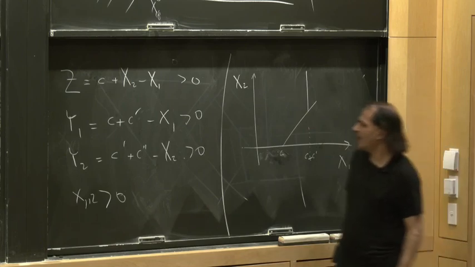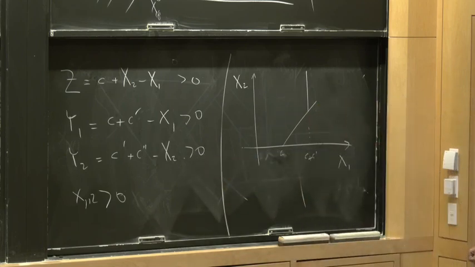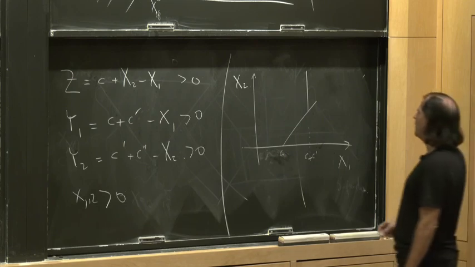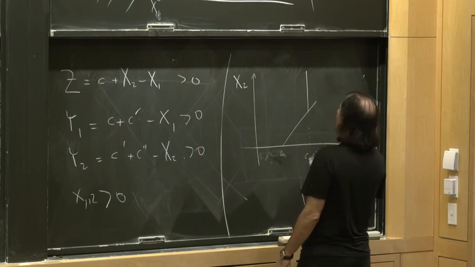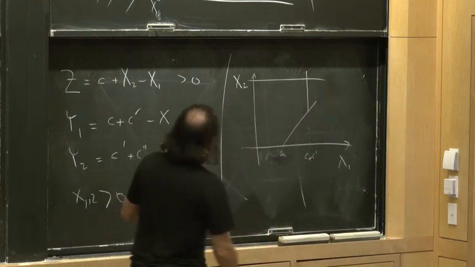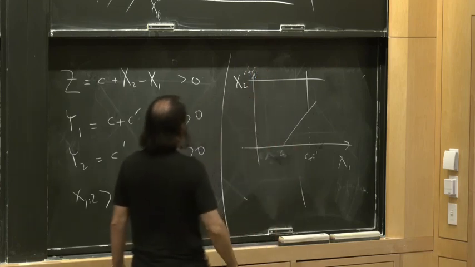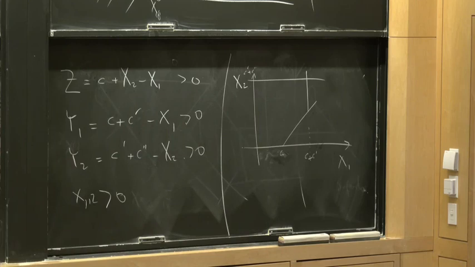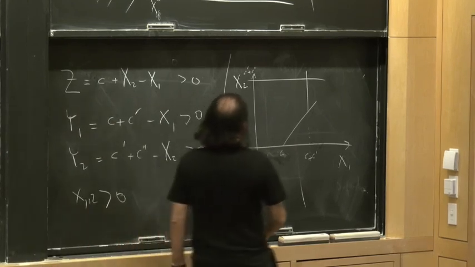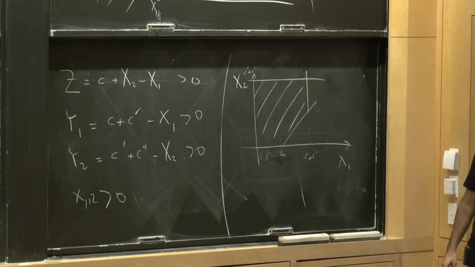And similarly on the other side, I know that y2 has got to be less than c prime plus c double prime. So that's what the picture looks like. Okay. So this is c prime plus c double prime. Okay? And so I have to lie on the inside of this interesting region. What you're going to notice is a pentagon.